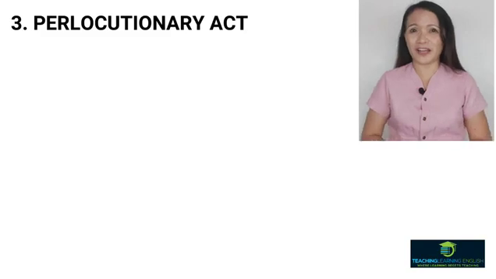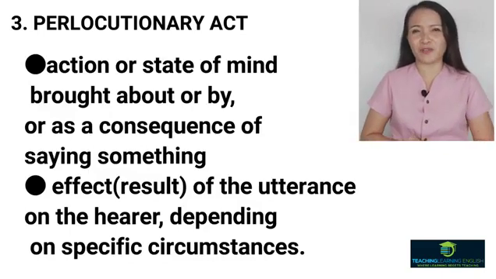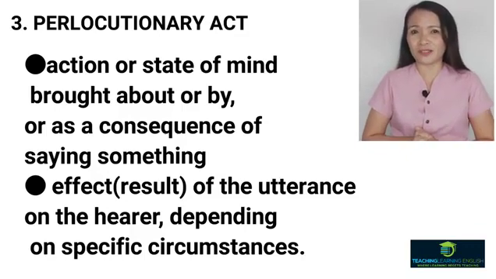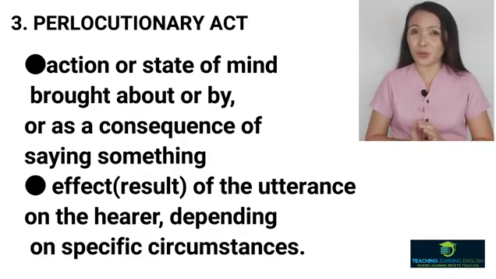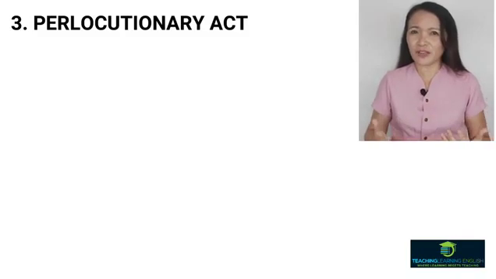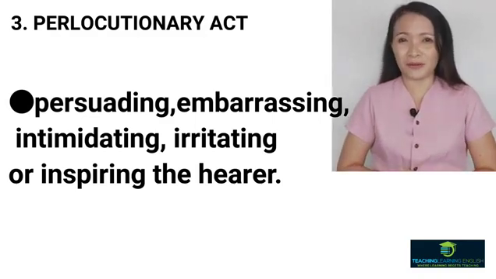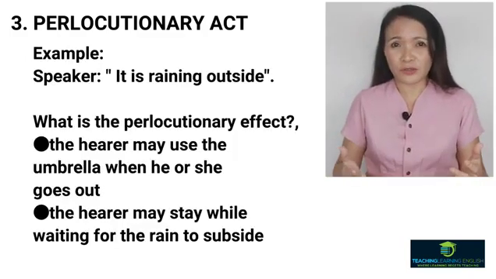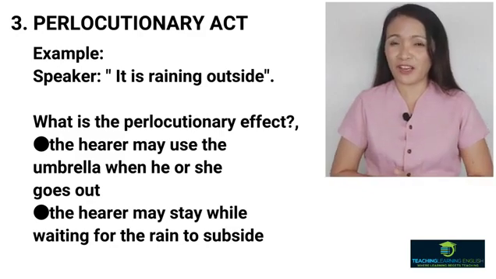The third is the perlocutionary act. It is an action or state of mind brought about as a consequence of saying something. This is the effect of the utterance on the hearer depending on specific circumstances. This refers to the consequent effect of the utterance on the hearer, the overall aim of the utterance. It's according to Waghuman 2008. It includes such effects as persuading, embarrassing, intimidating, irritating, or inspiring the hearer. Example, "It is raining outside." What is the perlocutionary effect? From this utterance, the hearer may use the umbrella when he or she goes out or will stay while waiting for the rain to subside.